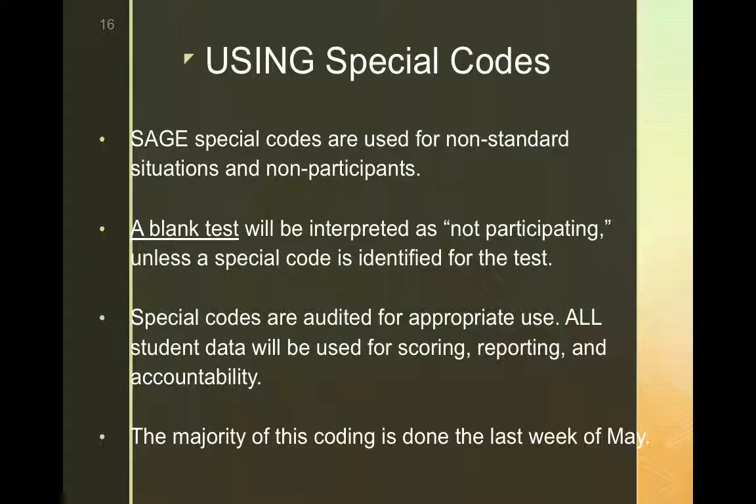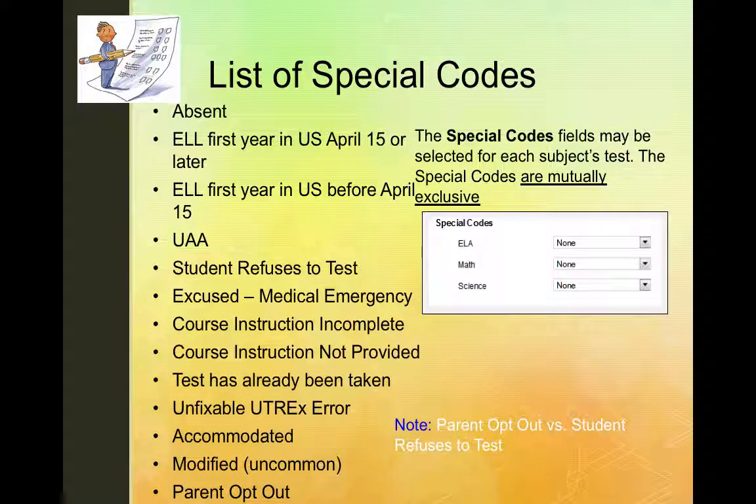Special codes are used for non-standard situations and non-participants. A blank test will be interpreted as non-participating unless a special code is identified for that test, and so that will zing us on our participation rates. Here is a list of some of those special codes, and those need to be identified prior to going into the SAGE session. Usually your school counselors or your test administrators at your school level take care of those.